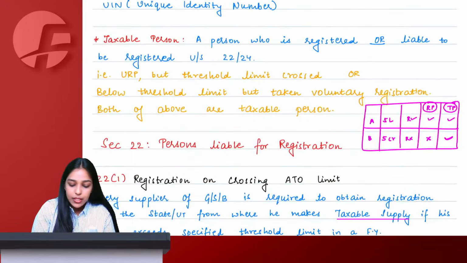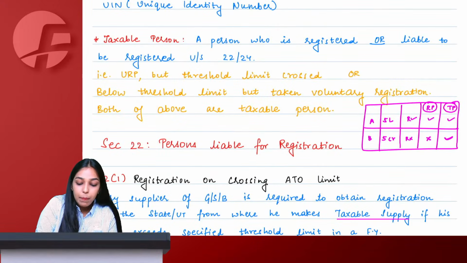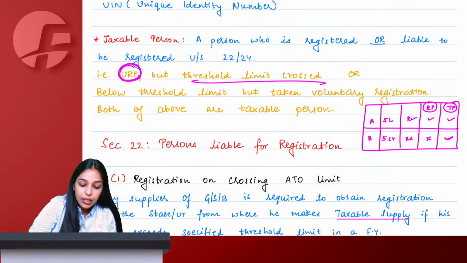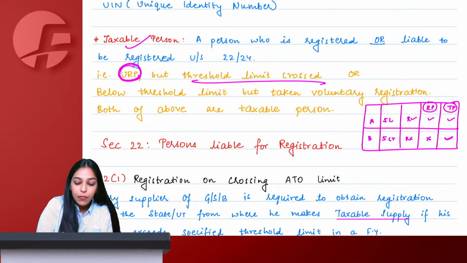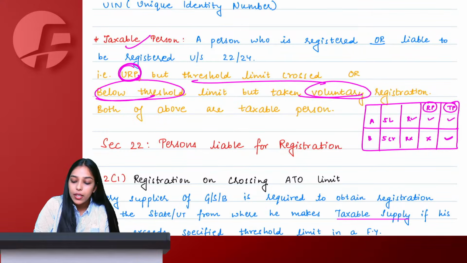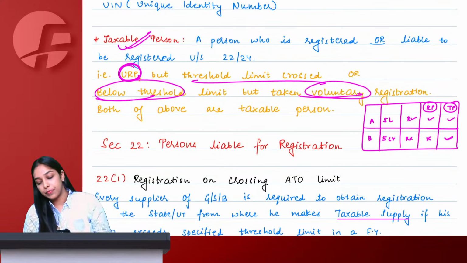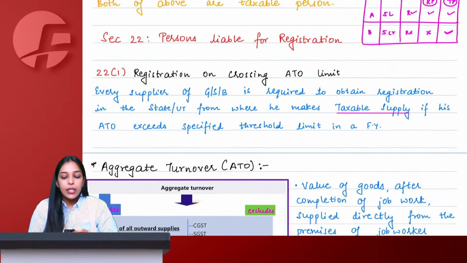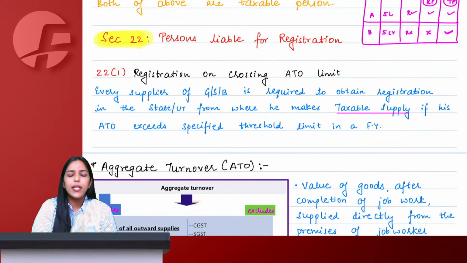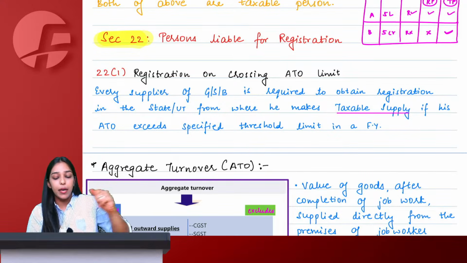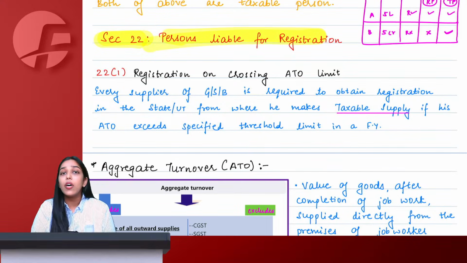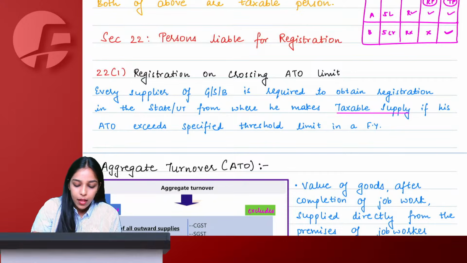Yes, ma'am. So we will say that if a person is unregistered but the threshold limit has been crossed, he is also taxable. Or someone is below the threshold limit but has taken voluntary registration, he will also be known as a taxable person. Got it, ma'am. Now starting with section 22, person liable for registration.